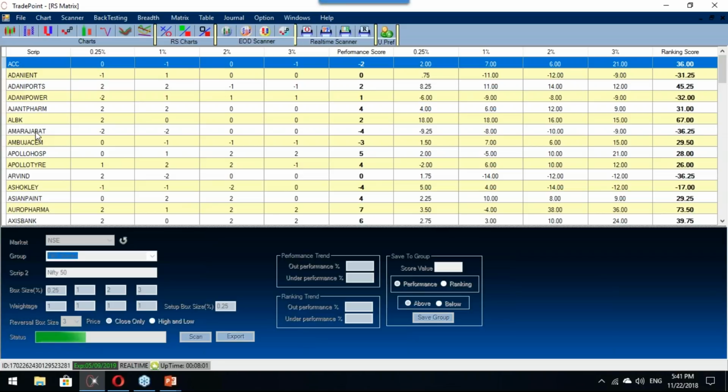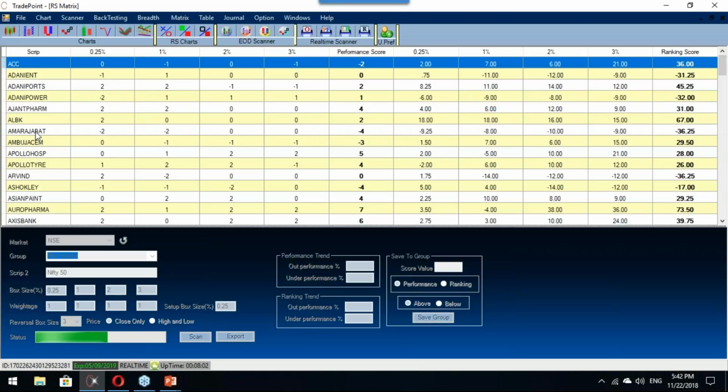If I double click on Amar Raja batteries, what is it going to throw up? What chart will it open? Come on, guys. You should not take too much time for answering this question. If I double click on Amar Raja batteries, is it going to give me the share price of Amar Raja batteries or something else?